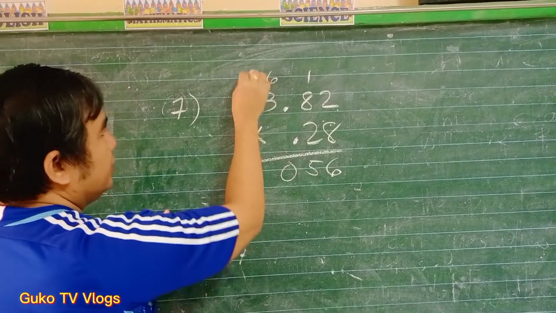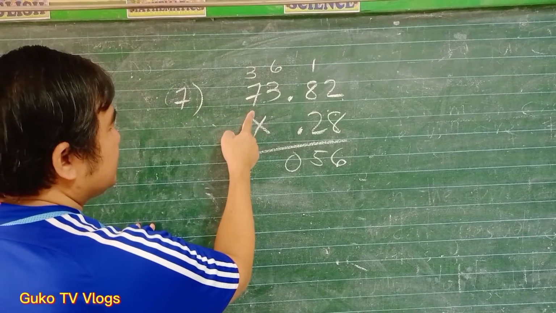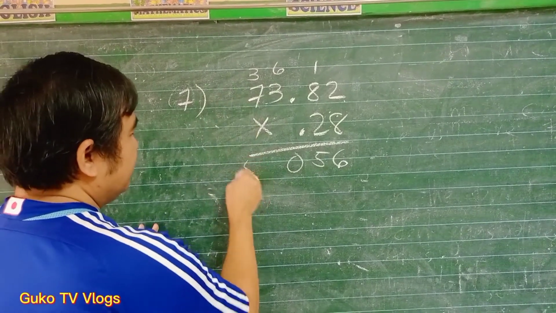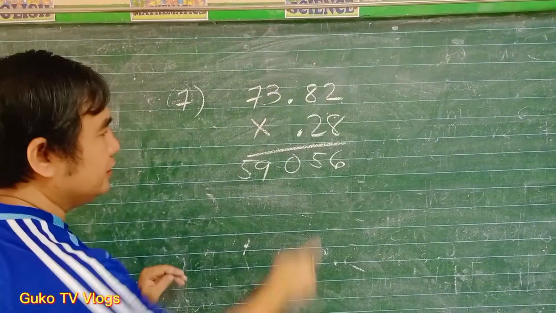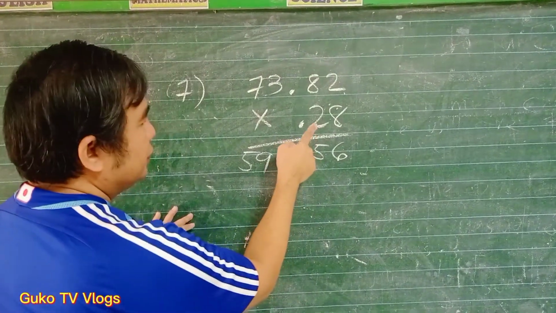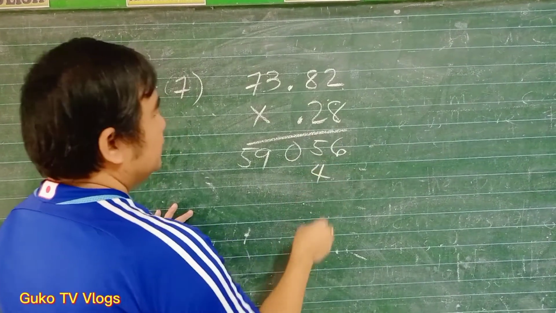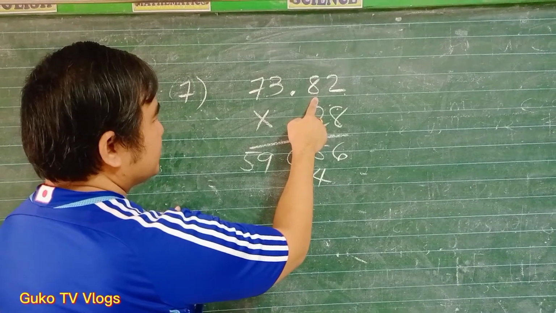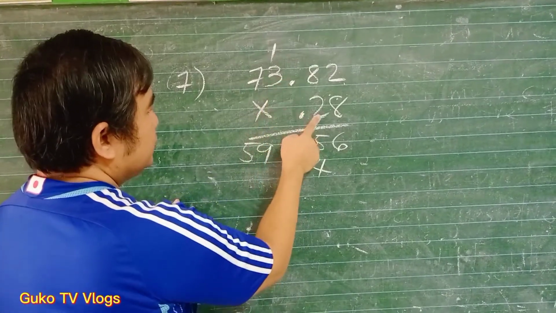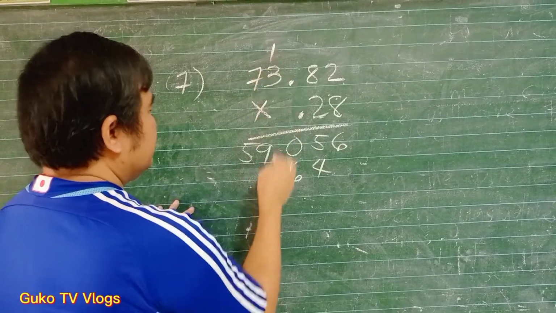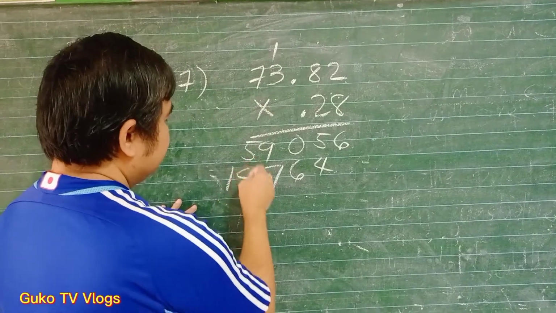So 0 carry 3. Then 8 times 7 is 56. Plus 3, that is 59. Okay. So the second multiplier is the number 2. So we have 2 times 2, that is 4. Then 2 times 8 is 16. So 6 carry 1. Then 2 times 3 is 6 plus 1 is 7. Then 2 times 7 is 14.